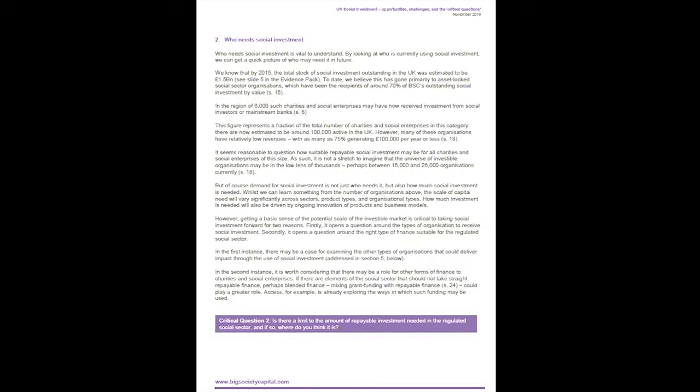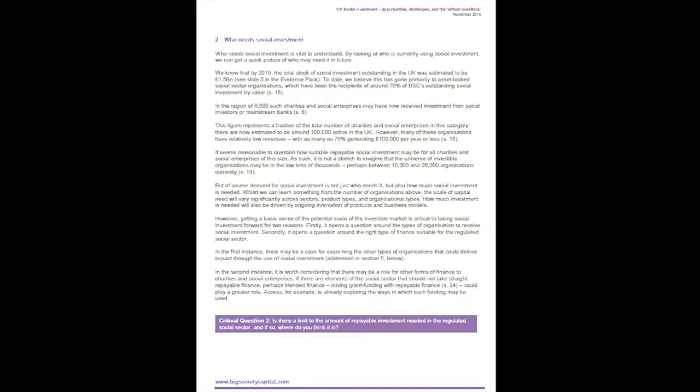So the first question that we wanted to put to you today and explain a little bit more is this question around who needs social investment, and Douglas is going to say a word or two about this one. So when we thought about who needs social investment, the critical question that we landed on is: is there a limit to the amount of repayable investment needed in the regulated social sector? And if so, where do you think it is?